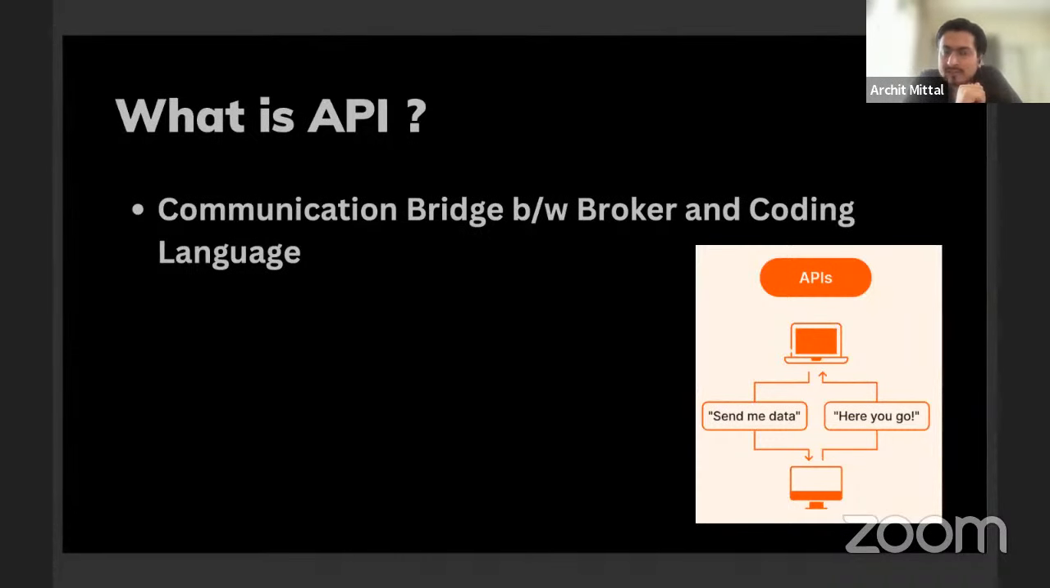Now let's focus on this thing. Now, what is an API? First of all, just a quick question for everyone. Are you from a technical or a non-technical background? Just write a T or an NT in the chat so I can get a clear idea where you are coming from.